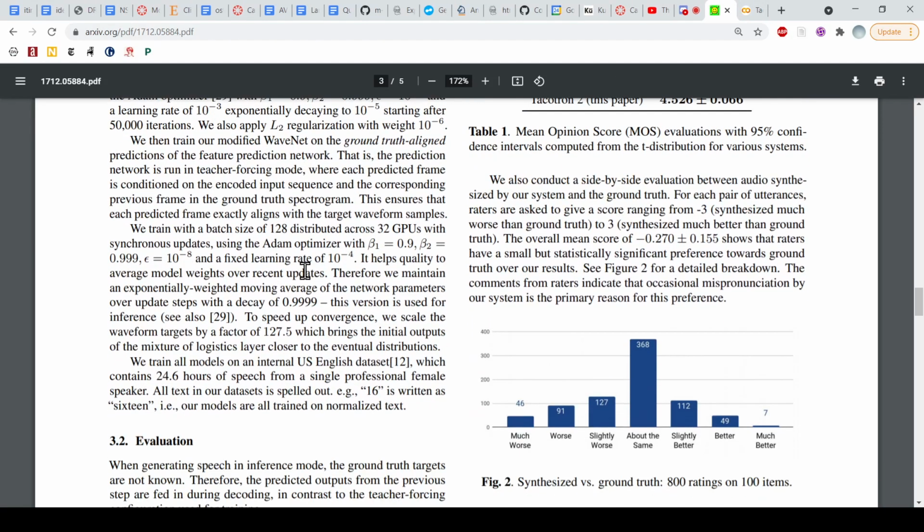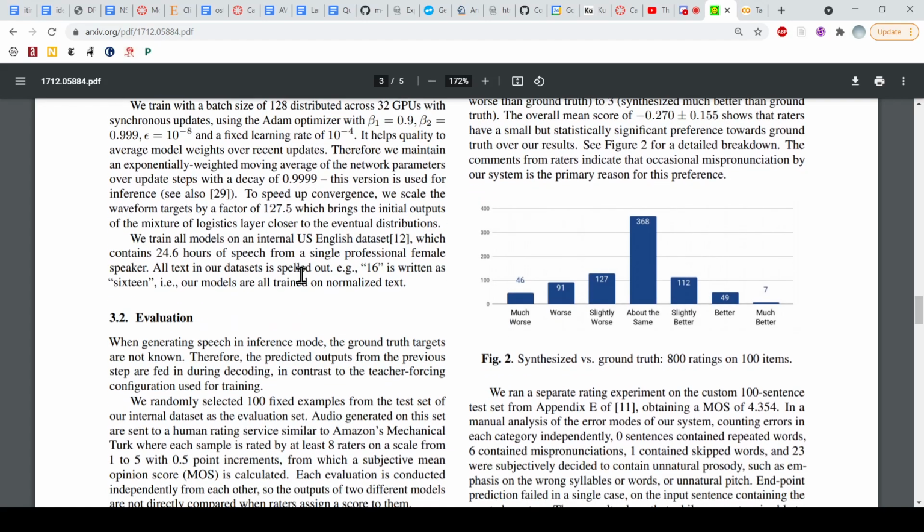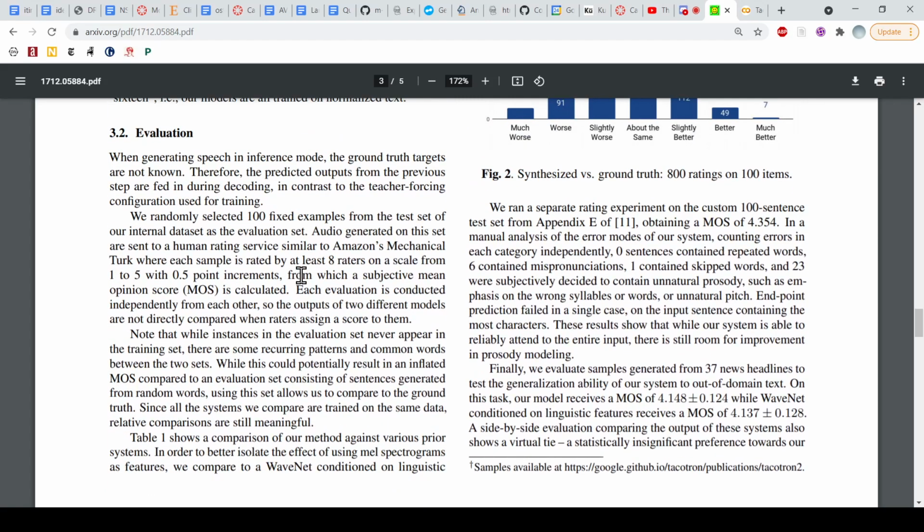What is that going on? Huh. Okay. We train all models on an English US dataset. All text in our dataset is spelled out. That's cool. Yeah, okay. Evaluation.